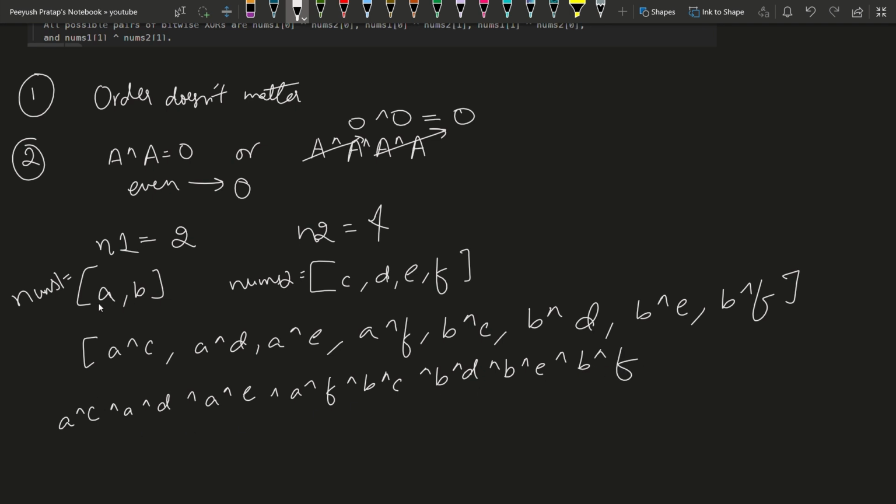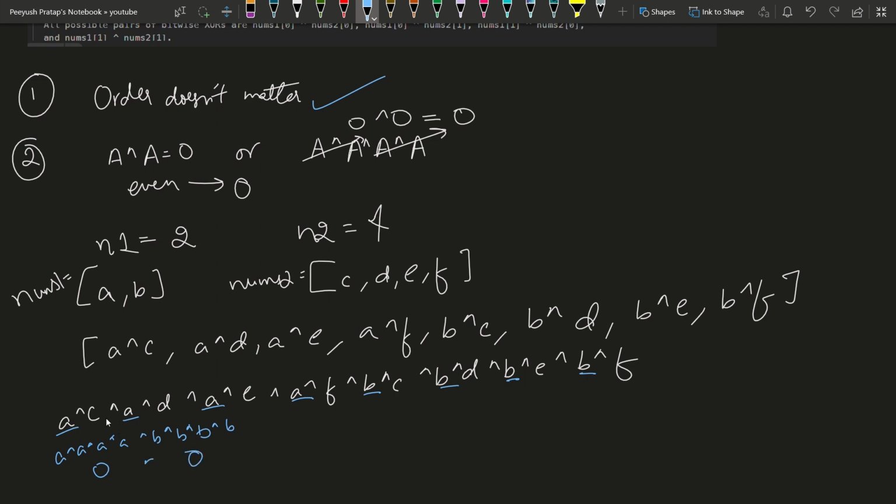Do you notice something? Since the length of nums2 is 4, this A will come 4 times. If you see, 1, 2, 3, 4, and similarly B will also come 4 times, 1, 2, 3, 4. So if we write it together, A, and similarly B, since order does not matter, we can directly see our answer here is 0 XOR 0.